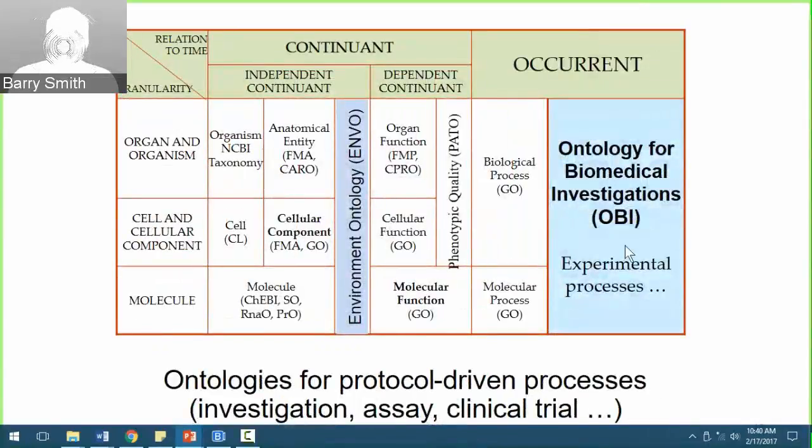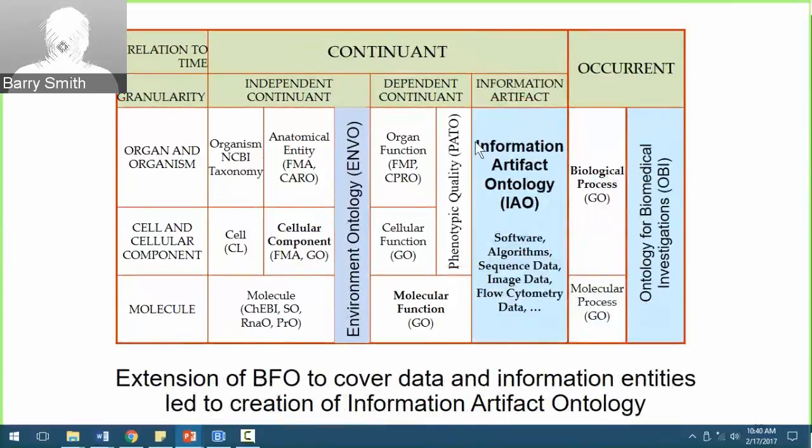And we introduced an ontology for describing experiments. Experiments are processes, which means they're occurrents in the BFO language. And we then included an ontology for describing information artifacts associated with experiments, but also information artifacts of other kinds. So documents, databases, ontologies, algorithms, these are all within the domain of the information artifact ontology. And all of these things conform to the upper level structure determined by BFO.